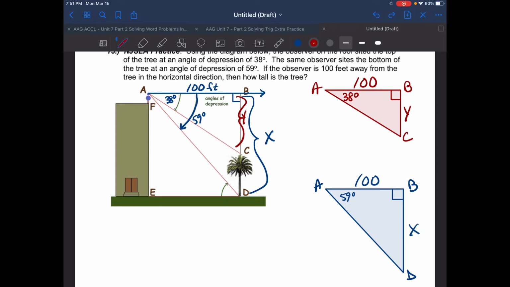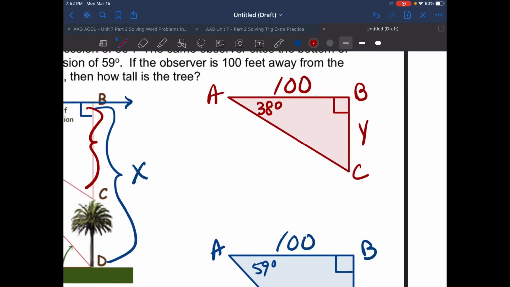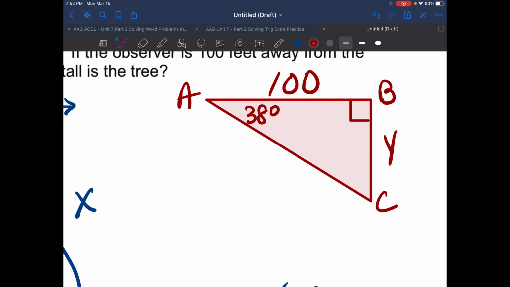Well, we're going to take the full distance x, and we're going to subtract y, and that will leave us the height of the tree. All right, so let's go ahead and give that a shot. We are going to have very similar looking equations. I'm going to zoom in here and use red for triangle ABC. We have opposite, we have adjacent.